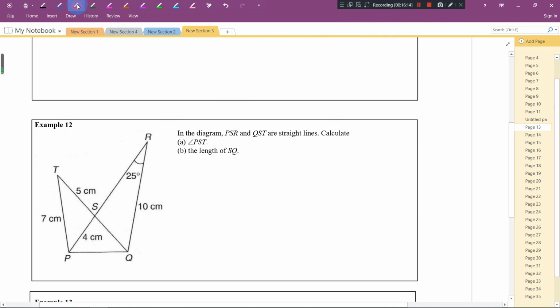Okay, let's try another example. In the diagram, PSR and QST are straight lines. Calculate the angle of PST over here. So I will use the cosine rule.